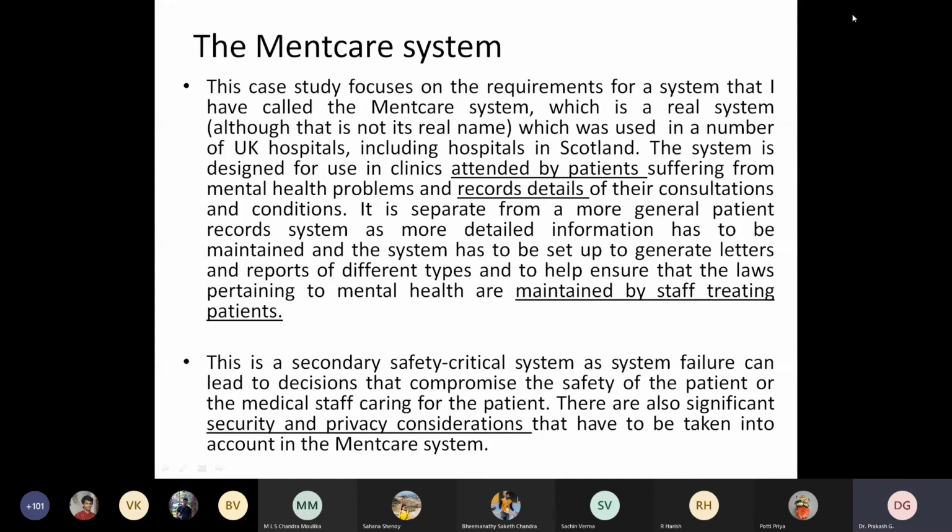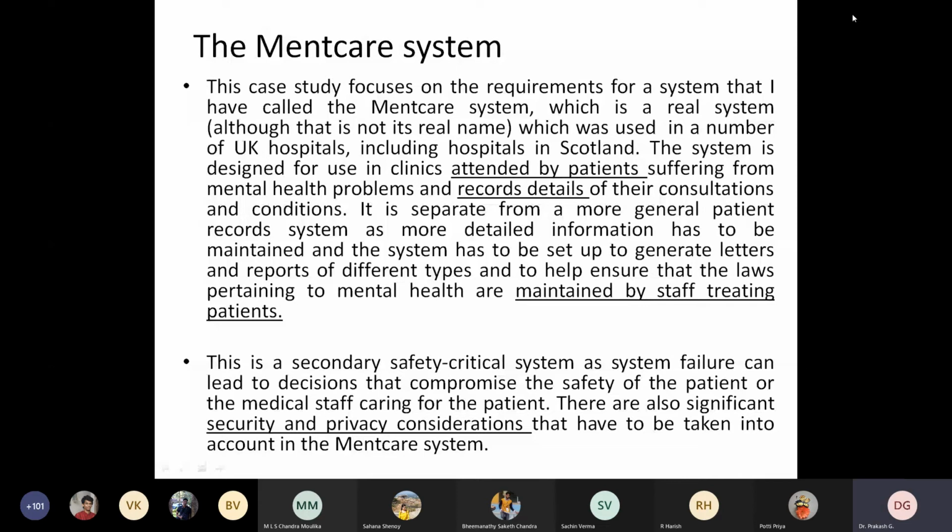Another detail underlined is maintained by staff treating the patients. Staff treating the patients means what? The people involved in that hospital. They may be the doctors, nurses, or administrative people. So they have this particular patient detail for some kind of activity. So in this analysis you have to make it for what requirements we have to consider.